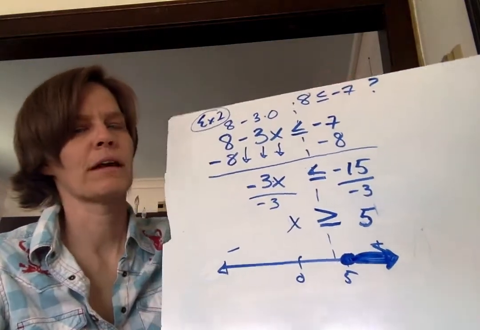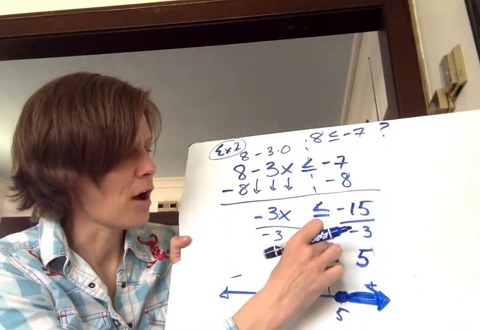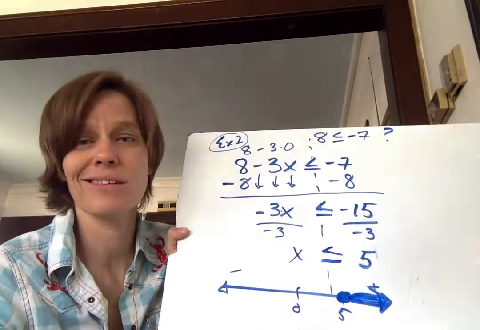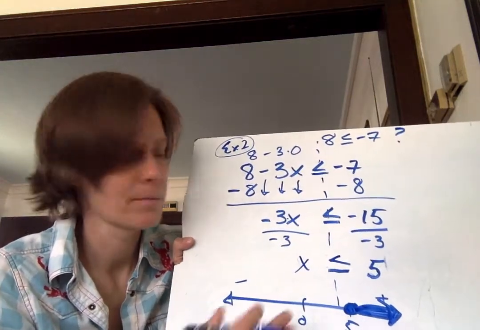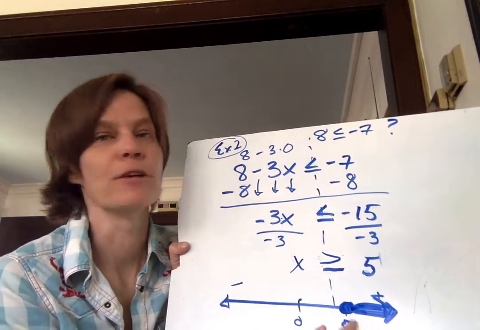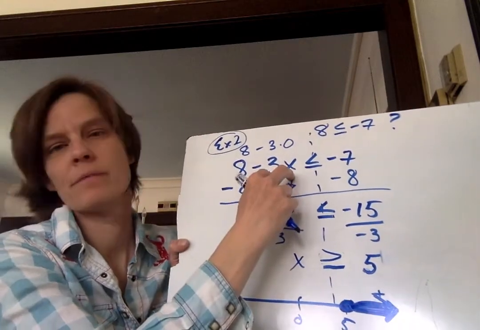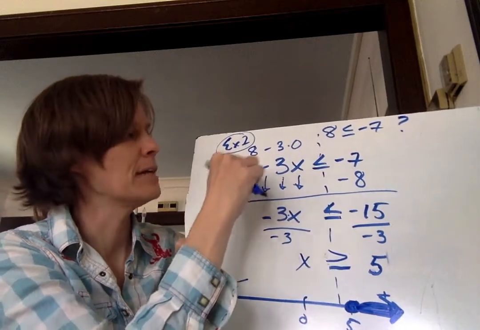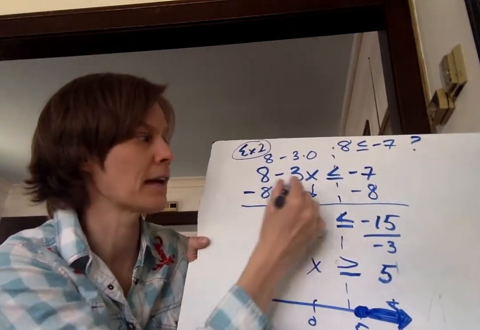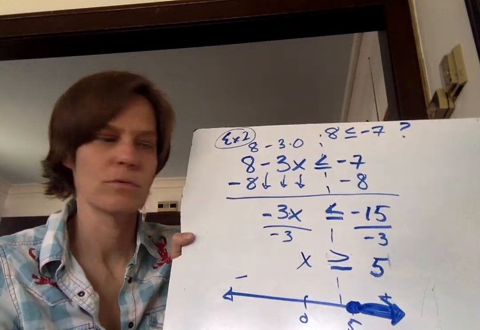For anyone that this confused, let's say you didn't realize you needed to flip the sign. 0 is technically in your solution set, but it doesn't work. So it's got to be this way. If you didn't know that, then don't pick 5, pick 6, right? 6 times 3 is 18. 8 minus 18 is negative 10, and negative 10 is less than negative 7. So we know that's true.